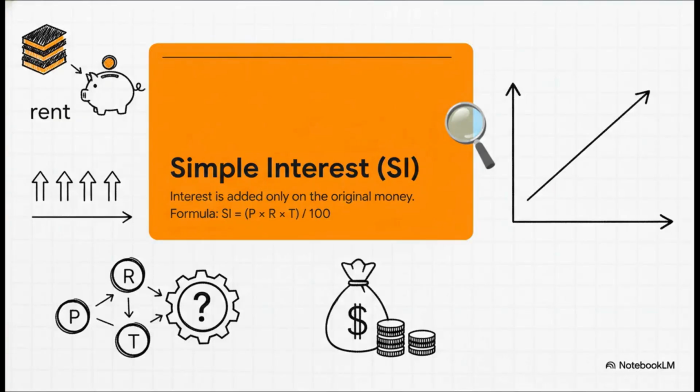Okay, so simple interest is the most basic way to think about growth. It's kind of like you're earning rent for letting someone borrow your money. The interest you get is calculated only on the original amount you started with. We call that the principal, or P. Then you just multiply that by the interest rate, R, and the amount of time, T. It's a really clean, straight-line calculation.